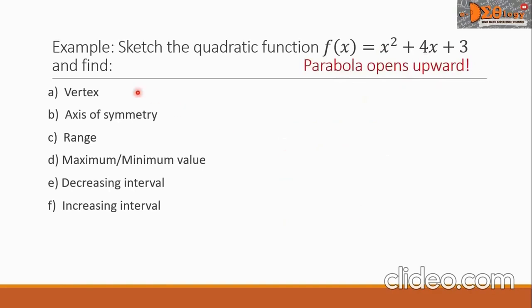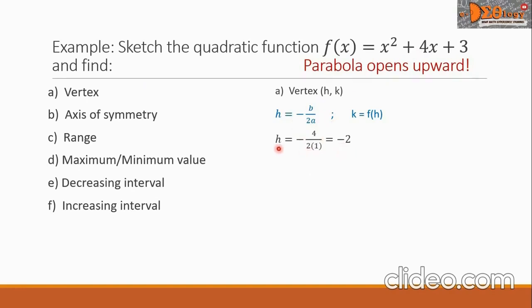Now let us start calculating the vertex. We have the formula for the vertex. For the h, it is equal to negative b over 2a. Let us substitute the values. For the b, it is 4, and for the a, it is 1. So let us simplify this: negative of 4 over 2 times 1, and we have the answer negative 2.